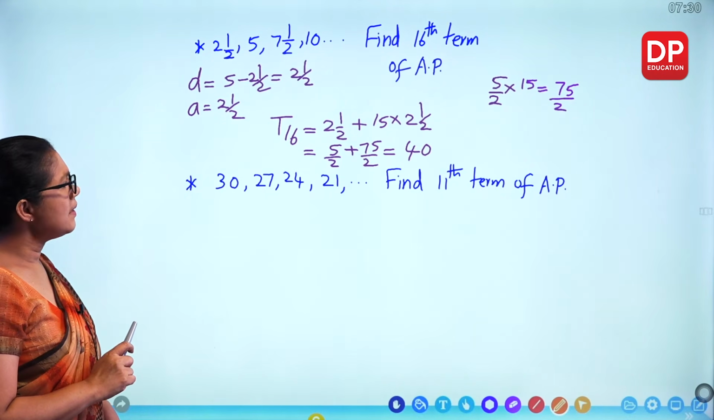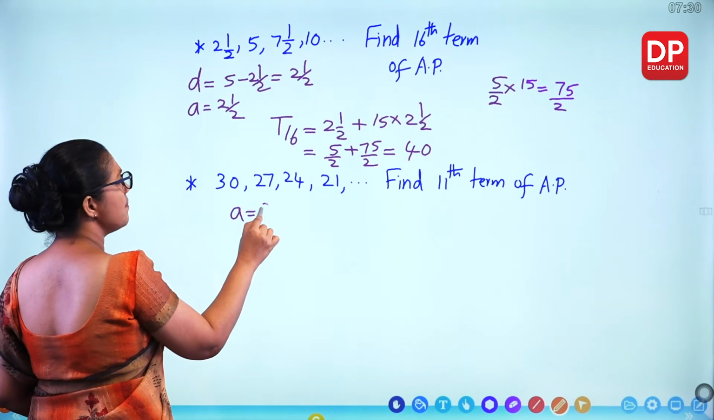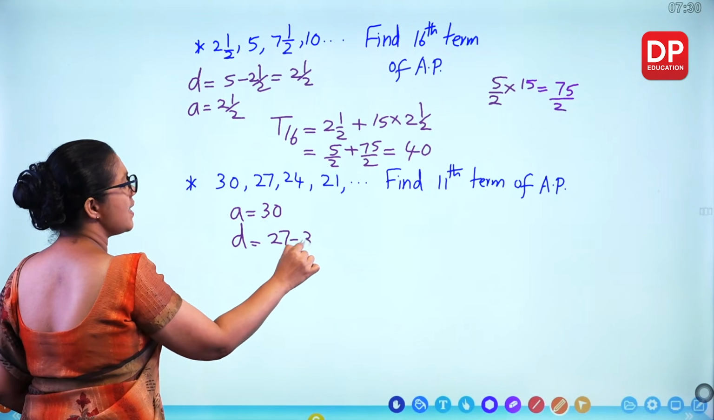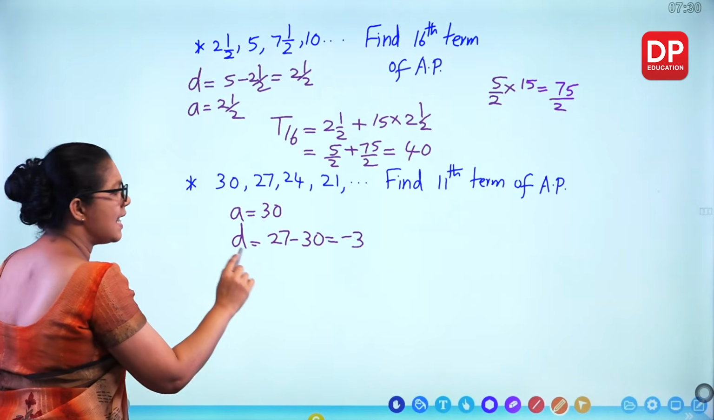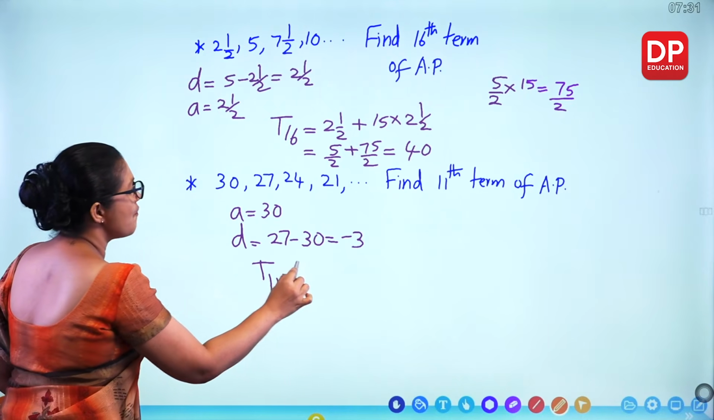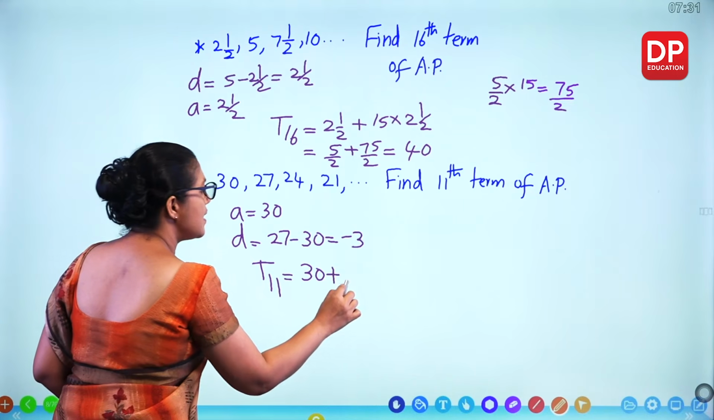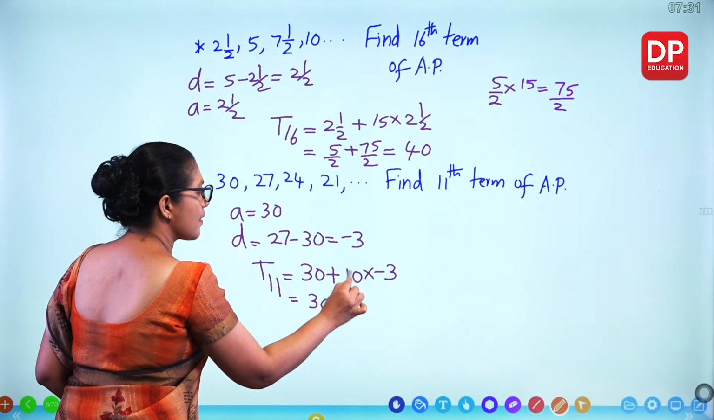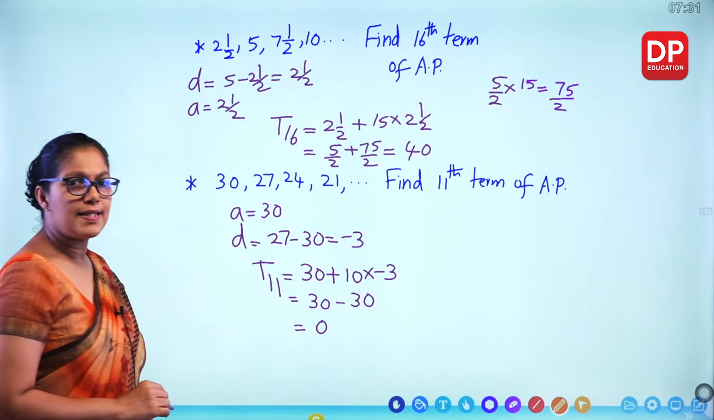Look at this example. Find the 11th term. Identify the first term and difference. Difference is 27 minus 30, you get minus 3. N is 11, so we need T11. Plug it into the formula. First term plus n minus 1, 11 minus 1, 10, 10 times minus 3. So, 30 minus 30, you get the 11th term is 0.